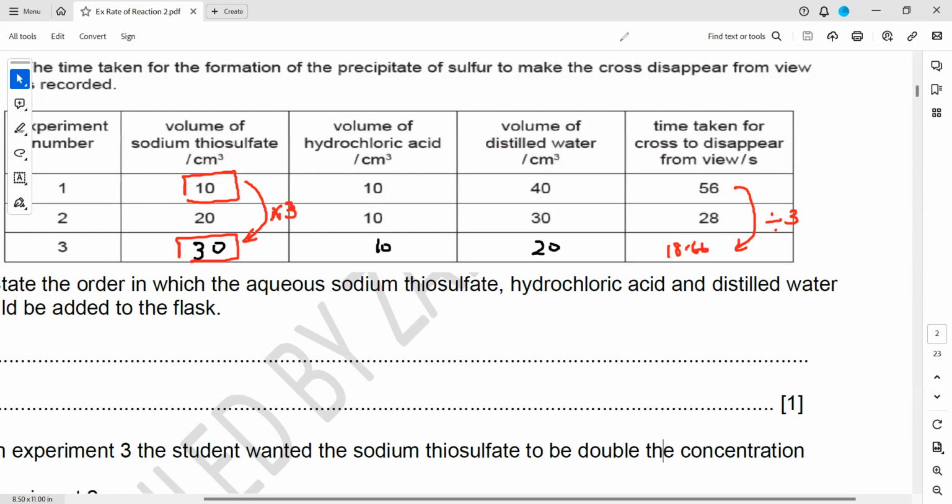But in the original question, they mentioned we double this amount. So if we double the amount of the reactant, what will happen to the rate? The rate will also be double. And what happens to the time interval? The reaction will take a shorter time to complete, so it will be divided by 2. That's why it will take 14 seconds. So whenever you double the concentration, the time taken by the reaction will be half. If you triple the concentration, the time taken by the reaction will be 1/3 of the original value.